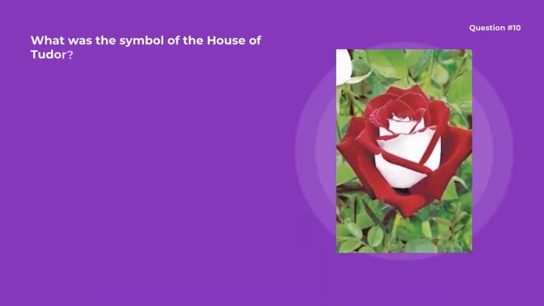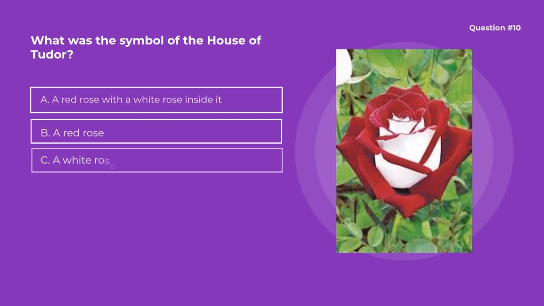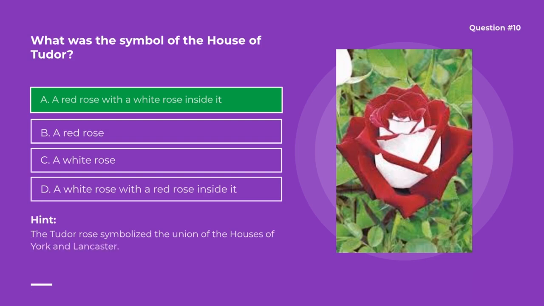Question number 10. What was the symbol of the House of Tudor? Options are A. A red rose with a white rose inside it, B. A red rose, C. A white rose, D. A white rose with a red rose inside it. The correct option is A. A red rose with a white rose inside it. The Tudor rose symbolized the union of the houses of York and Lancaster.